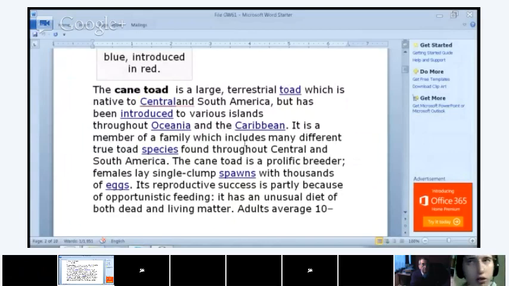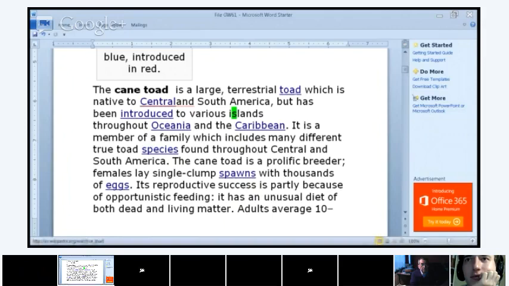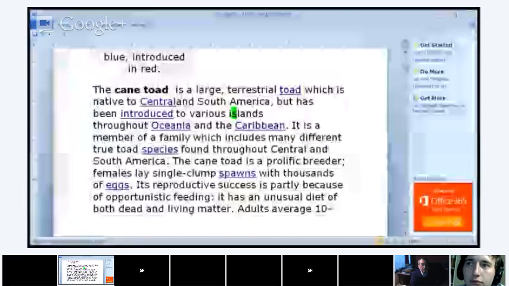throughout Oceania and the Caribbean. It's a member of a family which includes many different true toad species found throughout Central and South America. The cane toad is a prolific breeder. Females lay single spawns with thousands of eggs. Its reproductive success is partly because of opportunistic feeding. It has an unusual diet of both dead and living matter. Adults average. And I'll just get you to stop there.